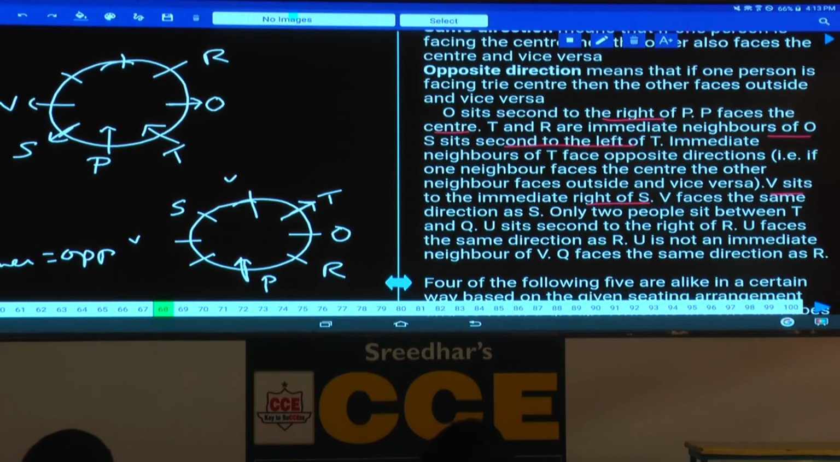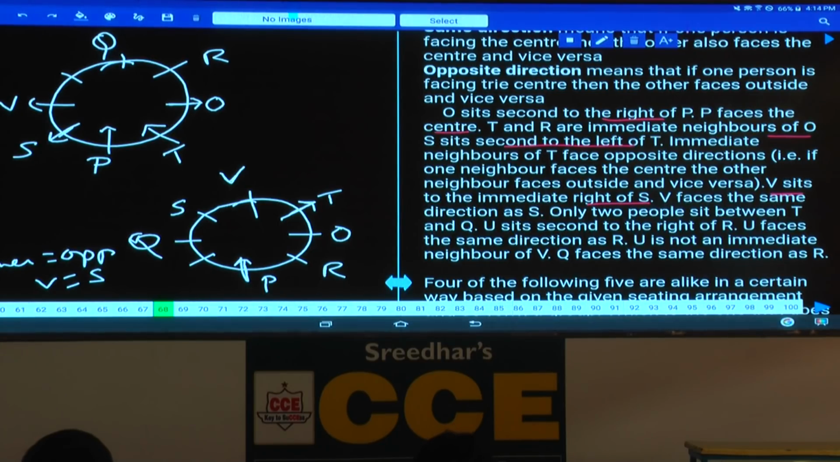In this case, S is away, so V is also away from the center. V and S face the same direction. And there are only two people between T and Q, hence Q will be at this place. Two people in between T and Q, so Q will be here. As Q is here, V cannot be here, hence V must be here. If V is here, S must be here. Then who is the person left over here?